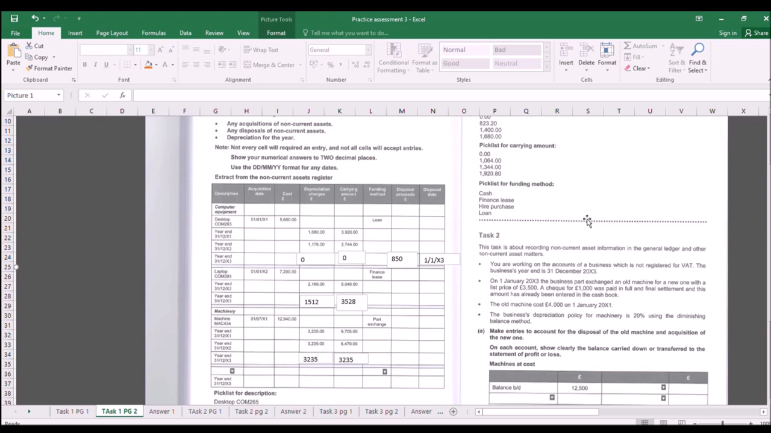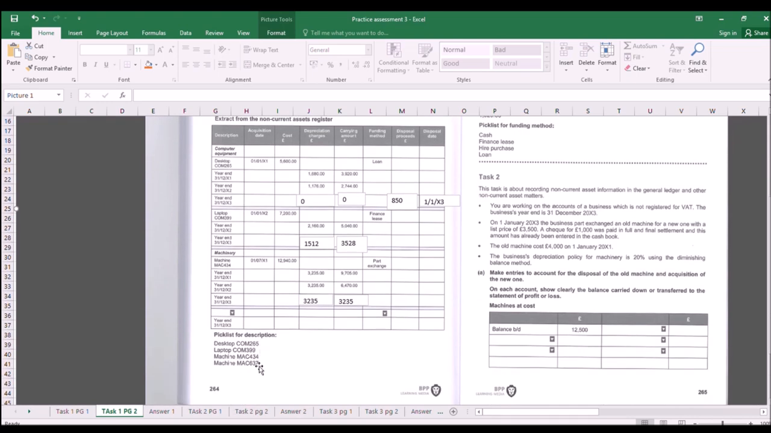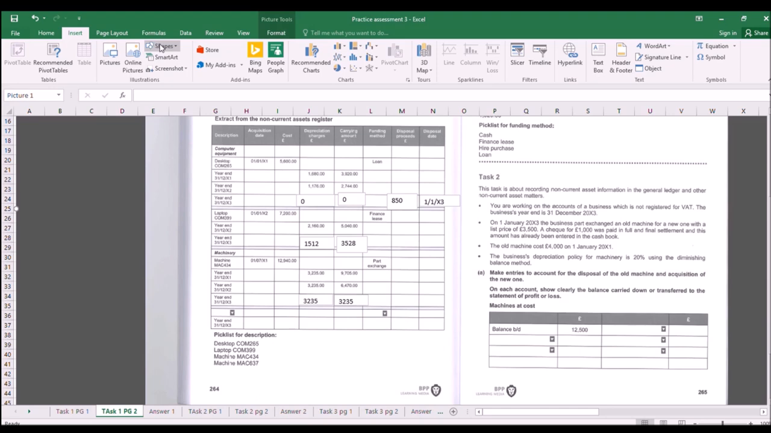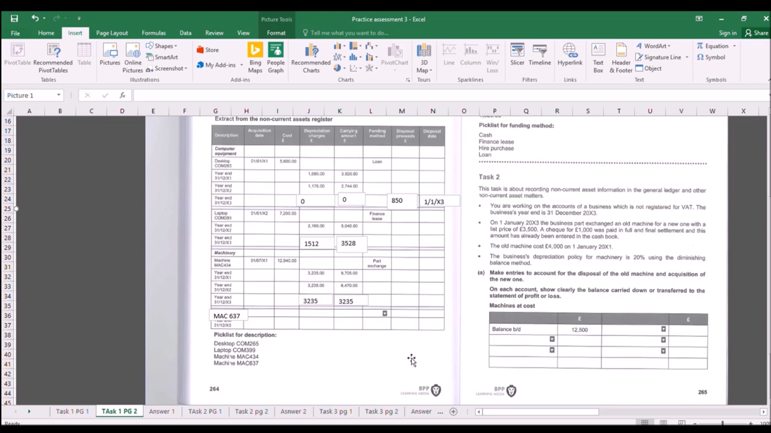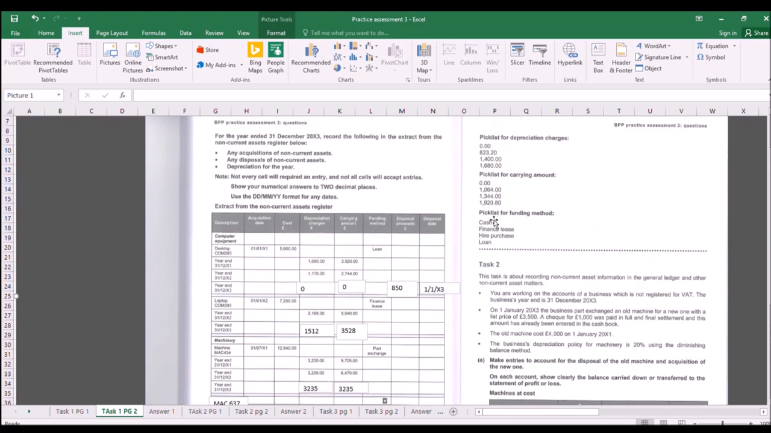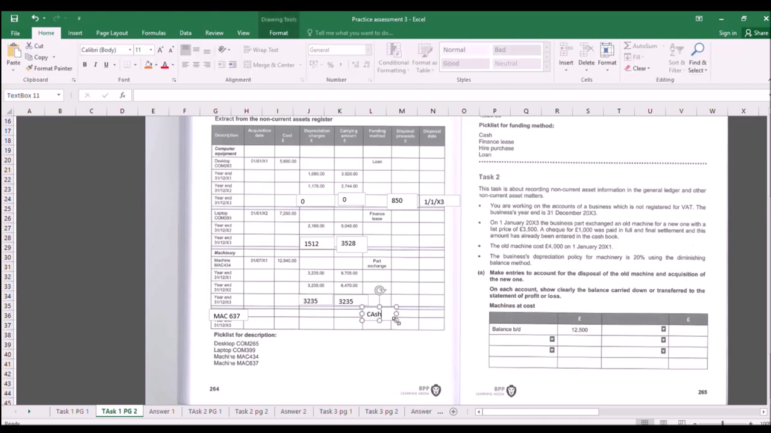And now we're going to put in what we've got in terms of our pick lists. Oh, here we go. So we're going to have this one here, and this Mac 637 is going to go into that one. Mac 637 drops into there. Okay, and the way in which we've purchased it, we've got a bank or a cash or something. Funding method is going to be cash then, is it? There we go. Cash. Been better if it would have said bank, but never mind.